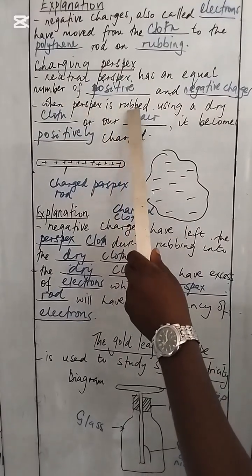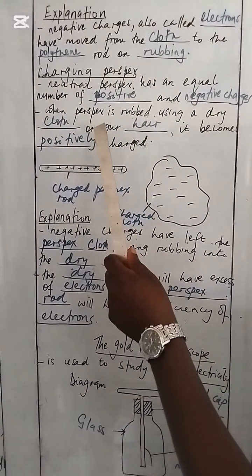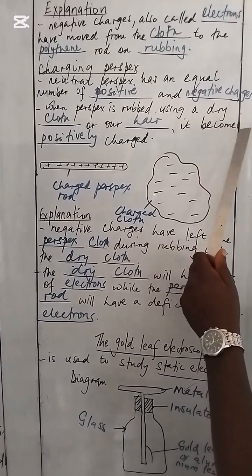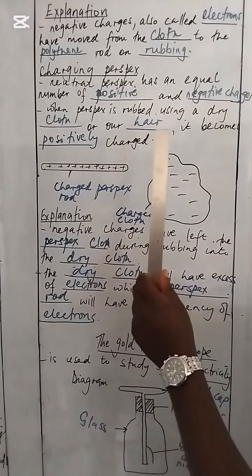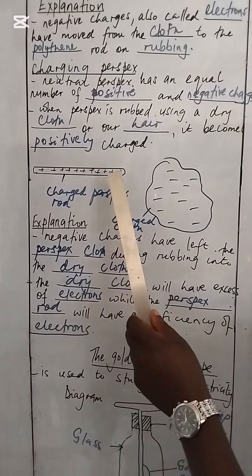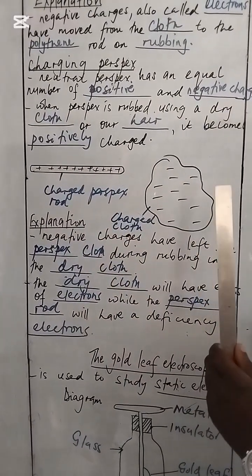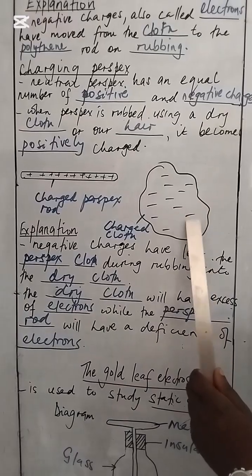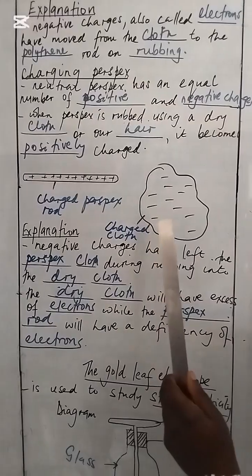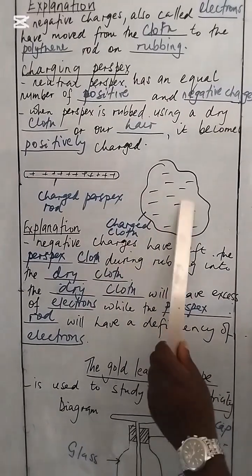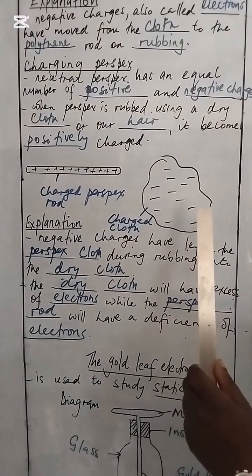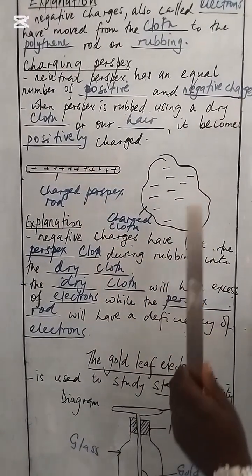When perspex is rubbed using a dry cloth or our hair or a fur, it becomes positively charged. Then this is the charged perspex. It has positive charges while the cloth takes the negative charges. If you count the number of positive charges and negative charges, you will find that they are equal, which means there was an equal movement of negative charges from perspex into cloth.